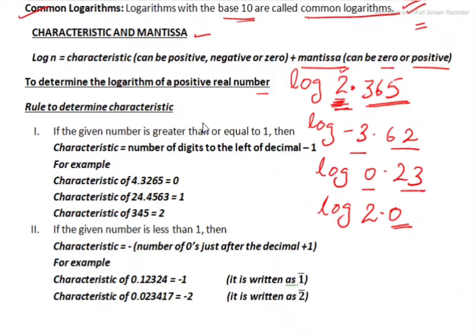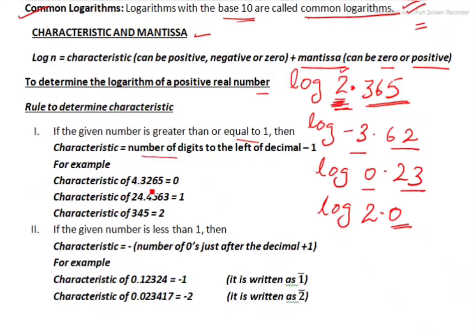So let us start. First, we have the rules to determine the characteristic. In characteristic, we have two different rules. First is, if the given number is greater than or equal to 1, in that case, we have the rule: number of digits to the left of the decimal minus 1. Let me explain this with the help of an example.